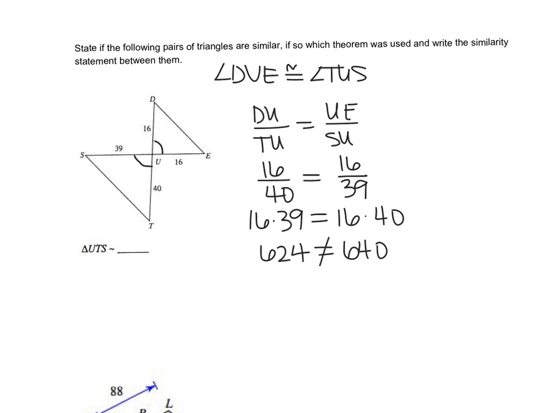So even though the triangles may look similar, they are not actually similar because the sides are not proportional. So we actually have that our triangles are not similar. Which means we're not going to write a similarity statement and we're not going to have a theorem that told us which one we used.